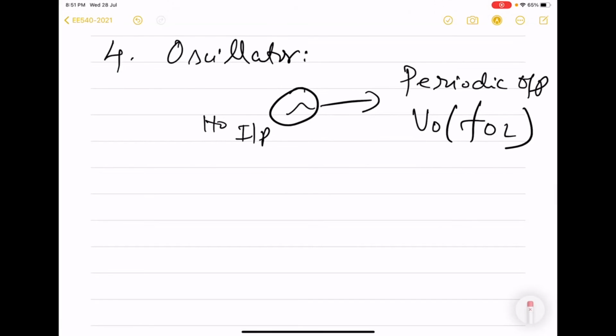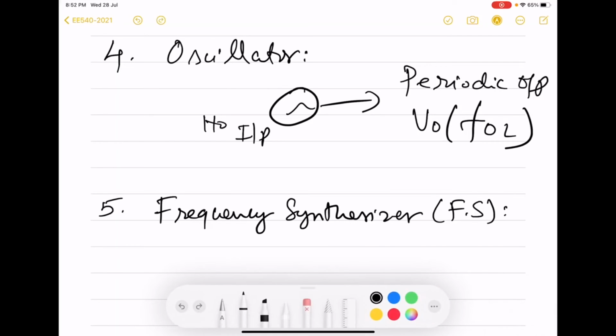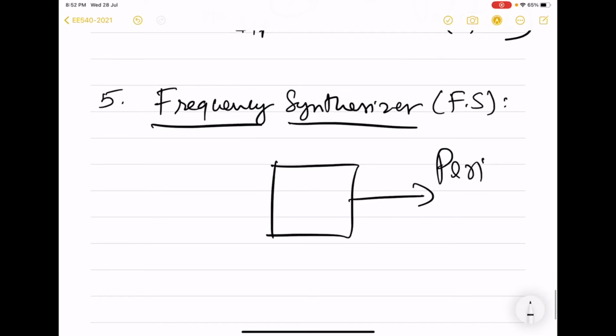Now the fifth circuit is frequency synthesizer. So as the name suggests, this also produces or synthesizes frequency. That means periodic signal. So this is also a circuit which produces periodic output.